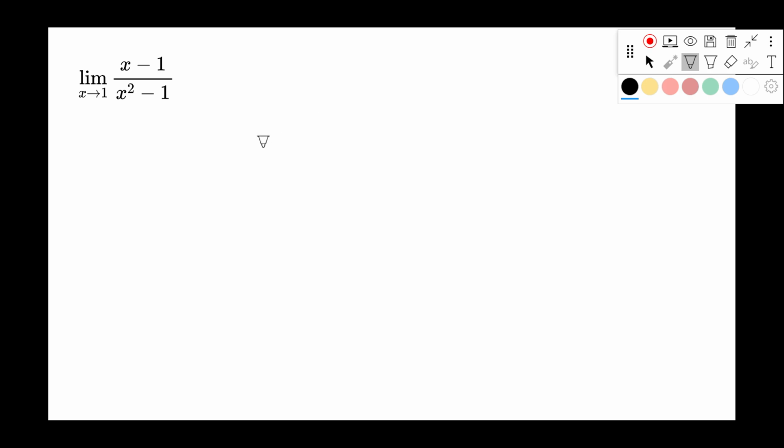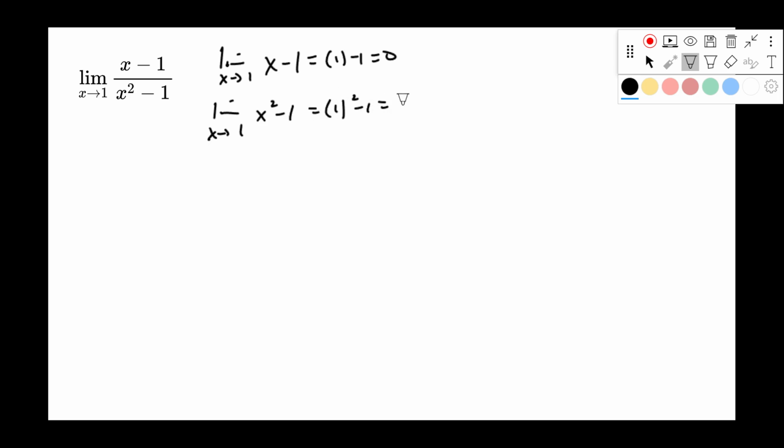Let's find the limit as x goes to 1 of x minus 1 over x squared minus 1. So these are divided. I can split them into two limits. Let's do that. The limit as x goes to 1 of x minus 1 is 1 minus 1, which is 0. The limit as x goes to 1 of x squared minus 1 is 1 squared minus 1, which is also 0. So the limit as x approaches 1 of x minus 1 over x squared minus 1 comes out to be 0 over 0.